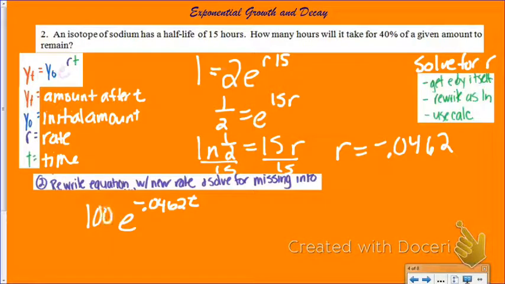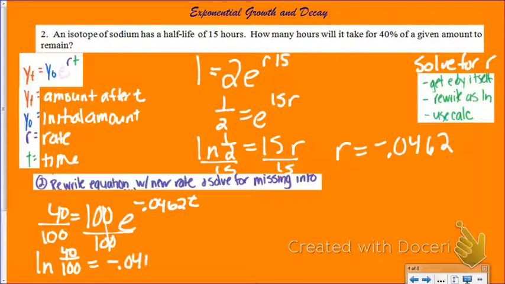If I make this 100, then 40% of that would be 40. Okay, if you did 4 and 10, that would work. If you did 0.4 and 1, that would also work. But then follow the same process to isolate your variable. Divide by 100. Rewrite this as a natural log. And divide to get your answer.